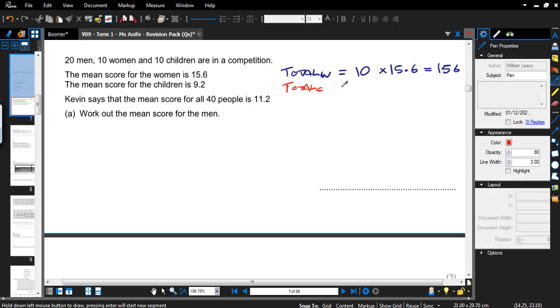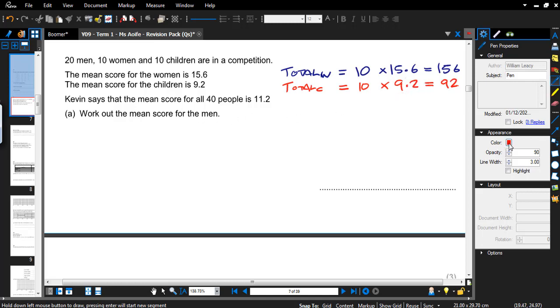Women and children first. Men last. Right. The mean score for the 10 children is 9.2, so you can do this in your head, really. The total score the children got is 92 between all 10 of them. The average then was 9.2.